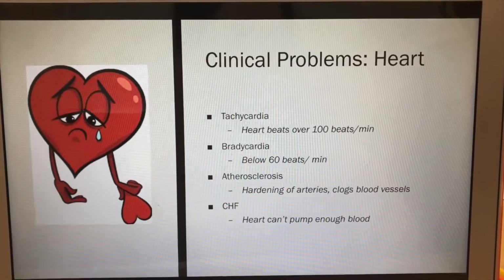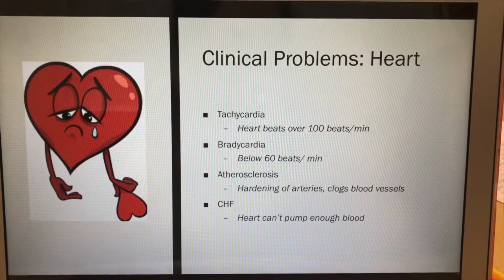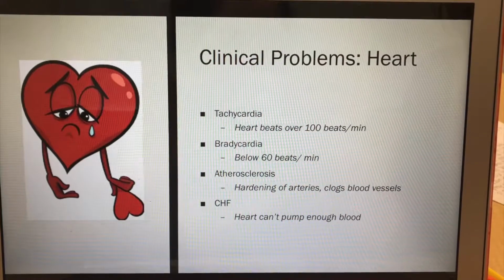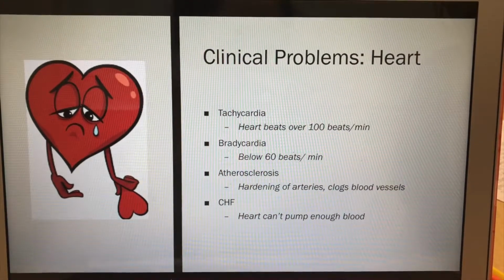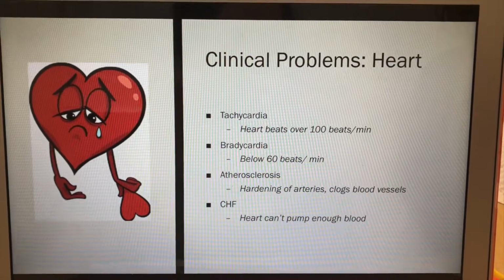Clinical problems of the heart. Tachycardia is heartbeats over 100 beats per minute. Bradycardia is below 60 beats per minute. Atherosclerosis is the hardening of arteries and clogs blood vessels. Congestive heart failure is when the heart can't pump enough blood.